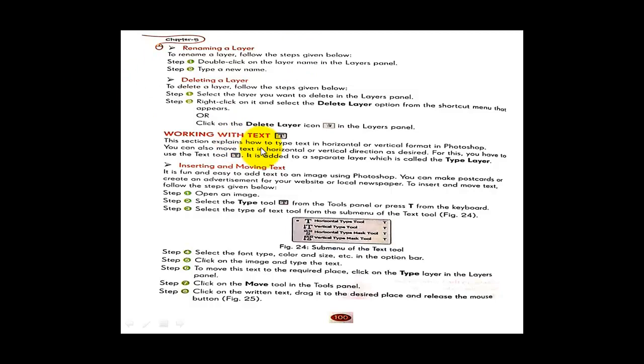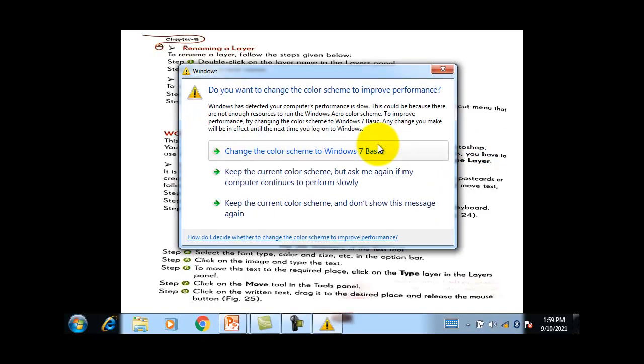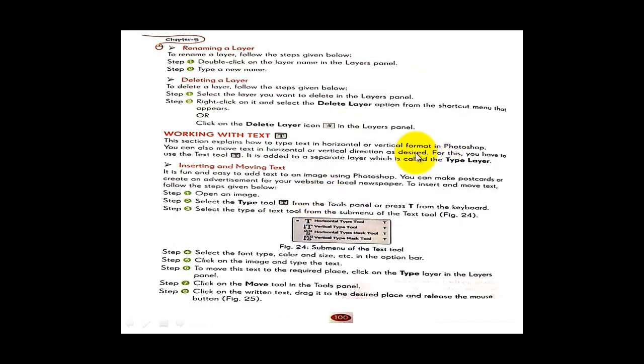Now, this section explains how to type text in horizontal or vertical format in Photoshop. For typing text also, we need to select a tool. One is the text tool. We can type the text in either horizontal or vertical format in Photoshop according to our needs.